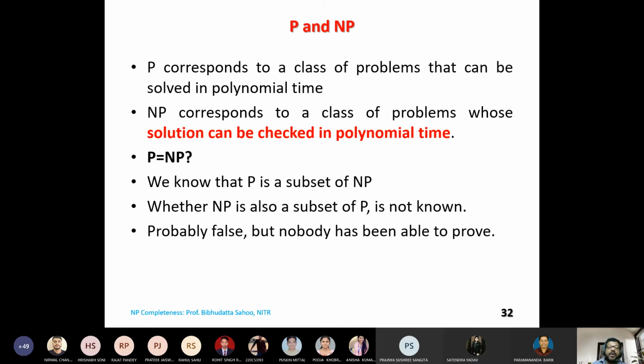Okay, so now come to this line. This is the open problem, which is an unsolvable problem, because we have understood P is a subset of NP. So we continue with that. P is a subset of NP. Whether NP is a subset of P, if this can be proved, then P equals NP.